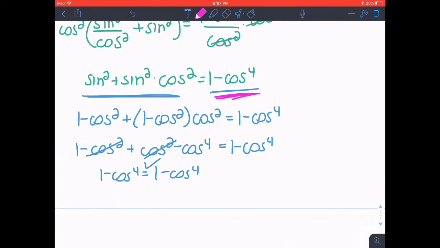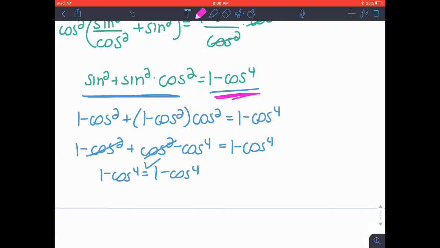Now we know from before that sine squared is equal to 1 minus cosine squared, so we can put those in. And when we do that, the work is shown out. You get 1 minus cosine squared plus 1 minus cosine squared times cosine squared. And so the negative cosine squared and the cosine squared cancel out, and then you're left with the same thing on both sides of the equation.